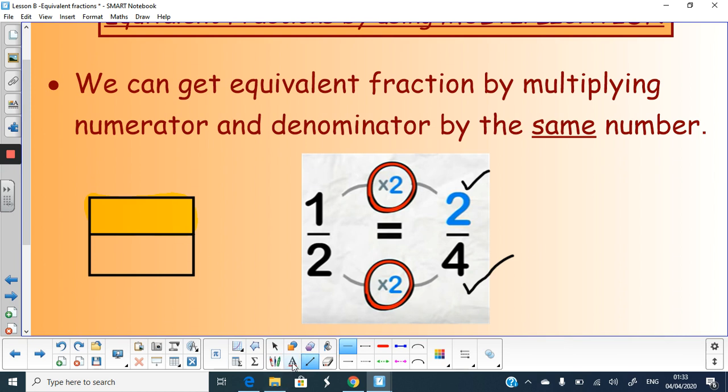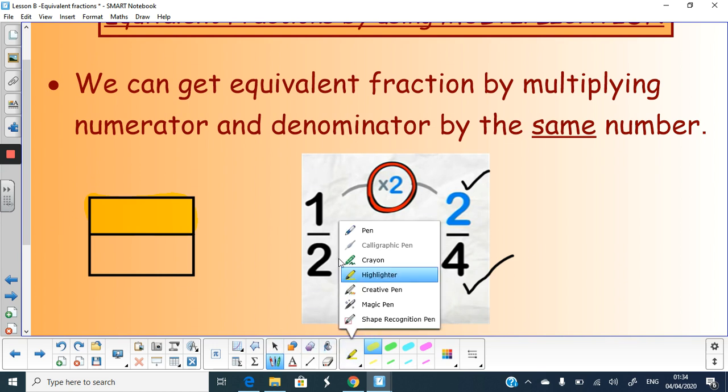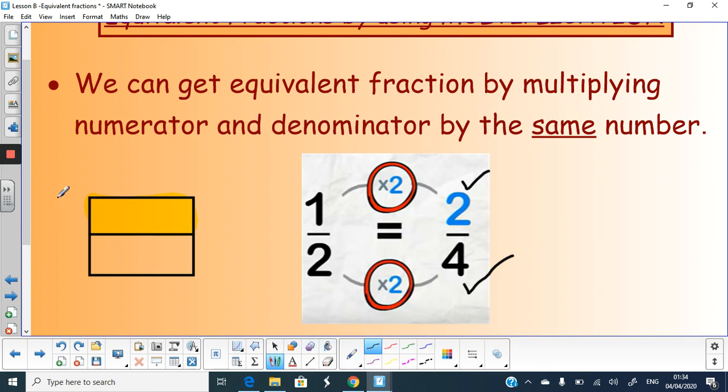This particular fraction over here is 1 over 2, right? So now, if I want to show you what happened when I multiplied with 2, basically I divided this particular box into 4 equal parts. Now you can see how many parts do I have? I have 4 equal parts.